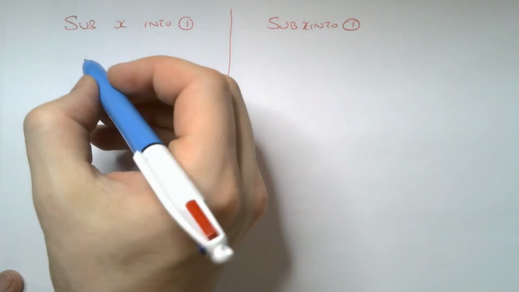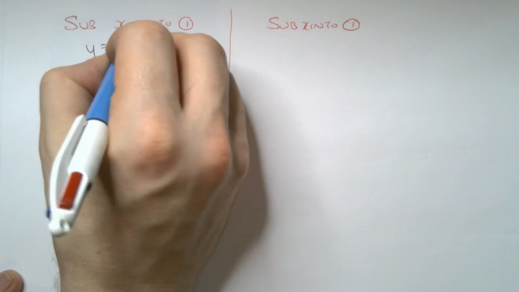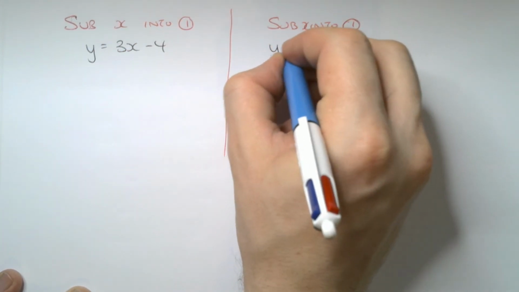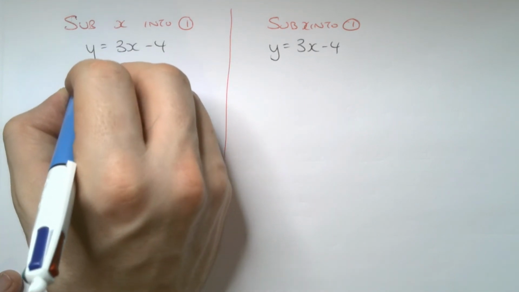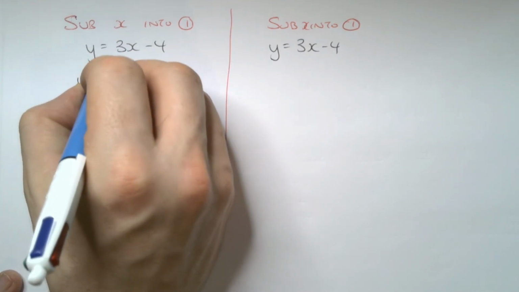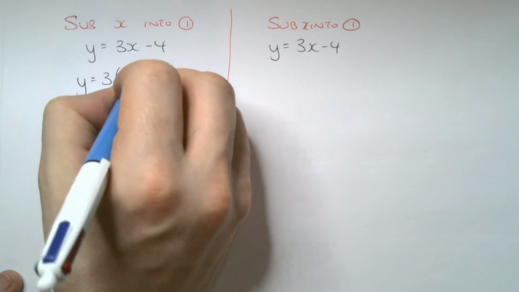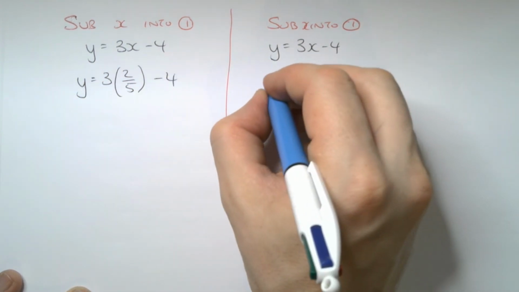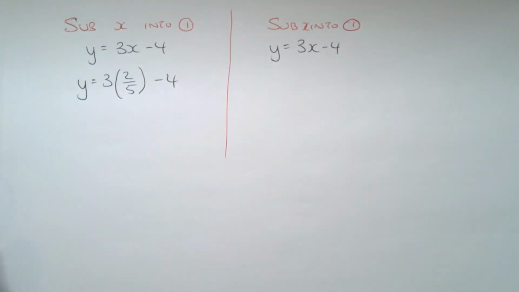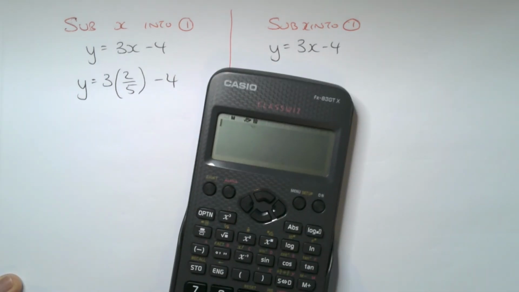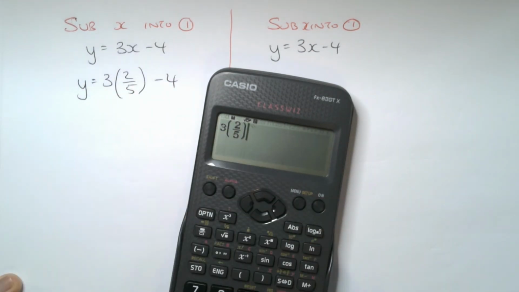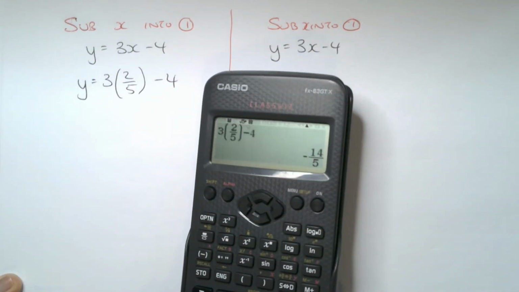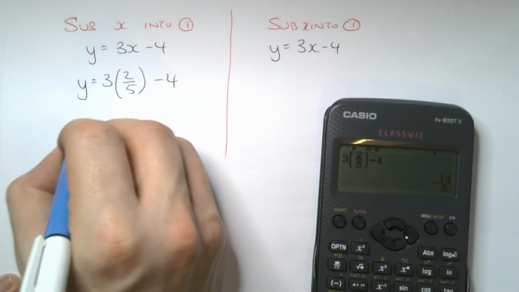So I had y equals, this is our rearranged one, 3x minus 4. We're going to replace this x with the 2 over 5. So I'm going to say y equals 3 bracket 2 over 5 minus 4. I'll just finish this one out in the calculator. And again, you don't have to be a champ here. Put it in the calculator. I get y is minus 14 over 5.